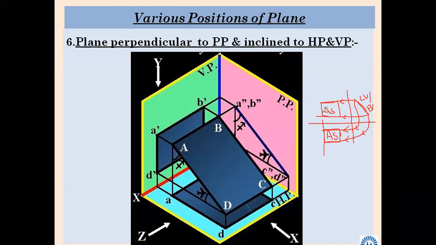Take the screenshot of this. This is the plane which is perpendicular to PP and inclined to HP and VP. Okay, so this type of plane is this. And have you taken this? Sixth type. Yes, sir. And the last type of plane.